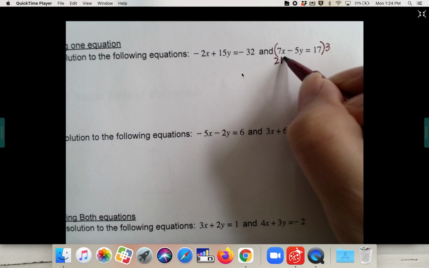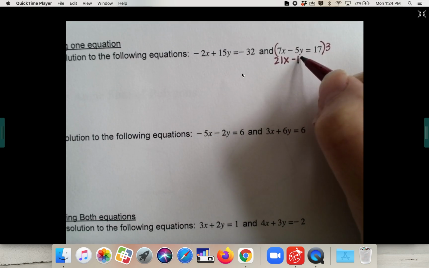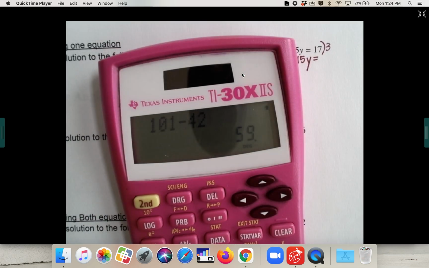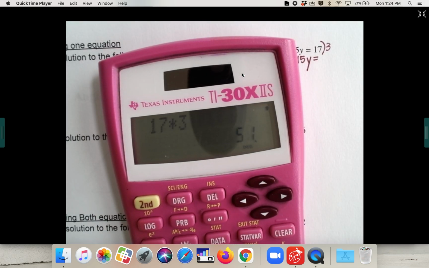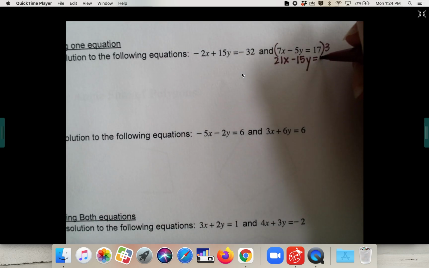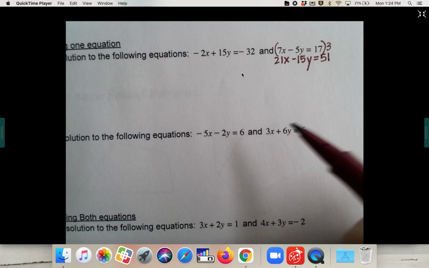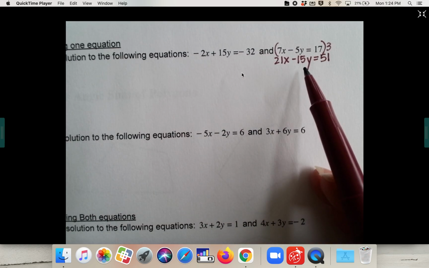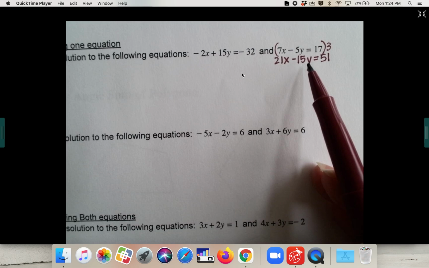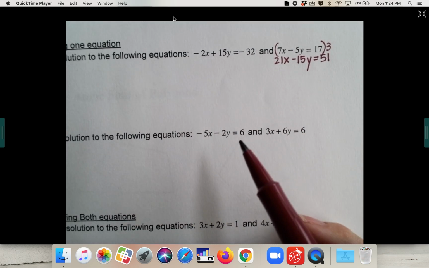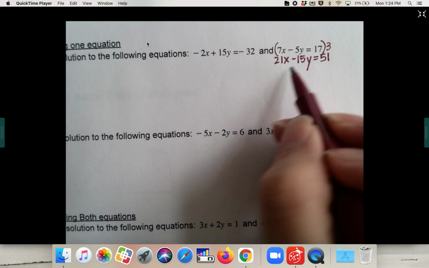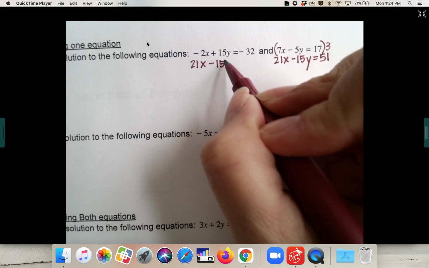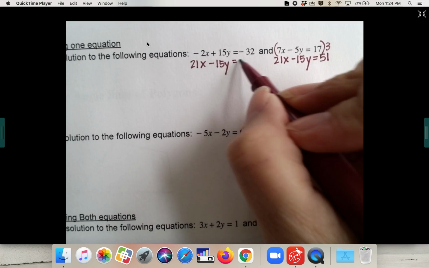We would have 21x. We would have our minus 15y, which is what we want. And I don't know what 17 times 3 is. 51. So if you multiply all 3 parts, now I've got an equation that's a positive 15y and my new equation that's a negative 15y. And I can go ahead now and line these up and eliminate. So I'm going to just slide this one over. So I've got 21x minus 15y equals 51.